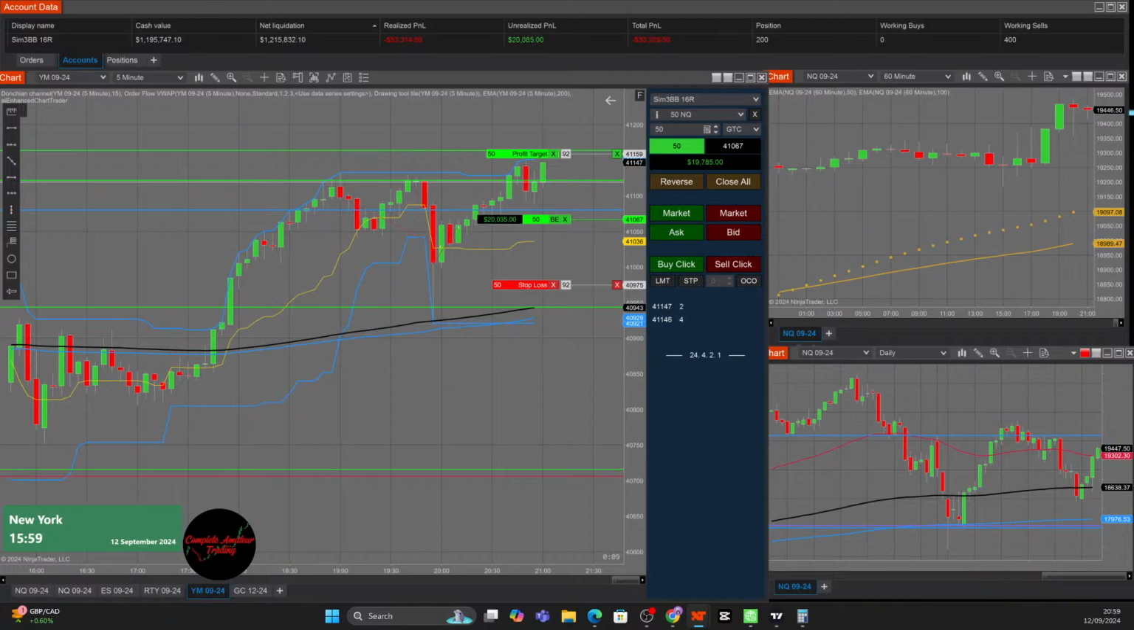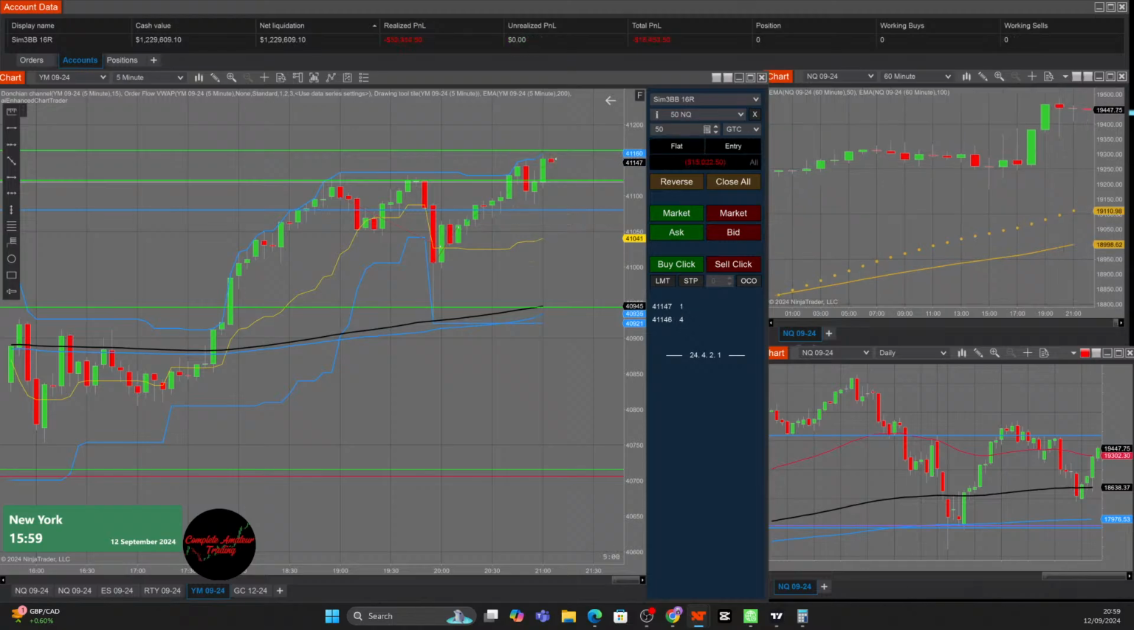Just hit 48. Let's see. 5 seconds to go. Flatten. Oh, so it would have hit target up there. Oh, where did I get out then? Got out at 52. Target would have been hit up at 59, but it is what it is.